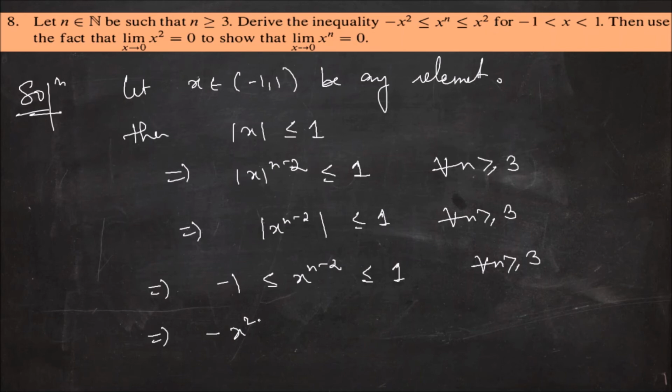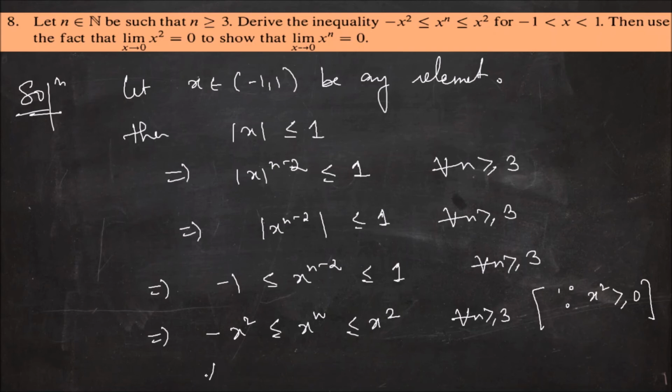So multiplying all sides by x squared, I get this for all n greater than or equal to 3, since x squared is greater than or equal to 0. And multiplying by a non-negative term preserves the inequality. So the inequality is not changed. I multiplied by x squared and I have got the required inequality.